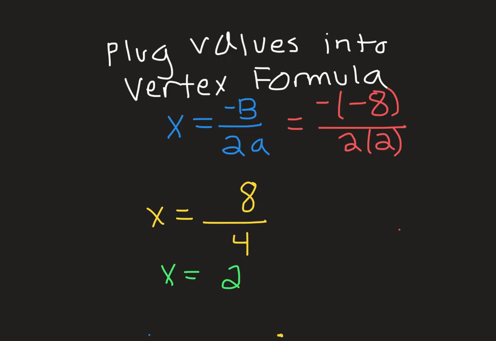Once we plug the values of B and A into the equation, you would set it up as negative, parenthesis, negative 8, parenthesis, divided by 2 times 2. When we simplify that, x is equal to 8 divided by 4. X is equal to 2.